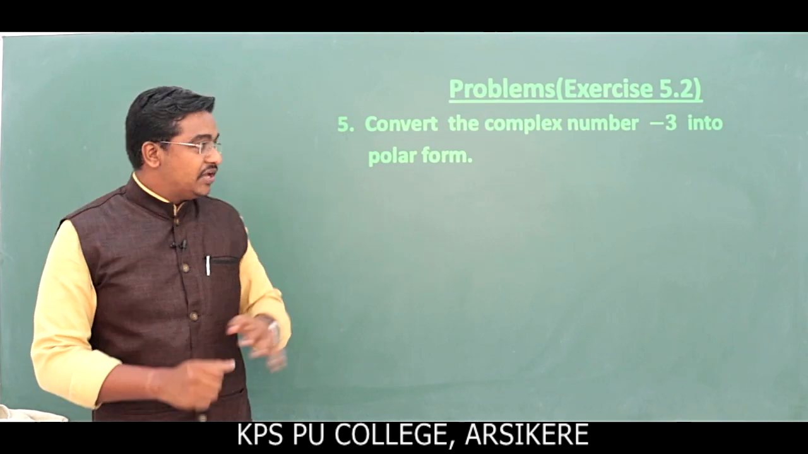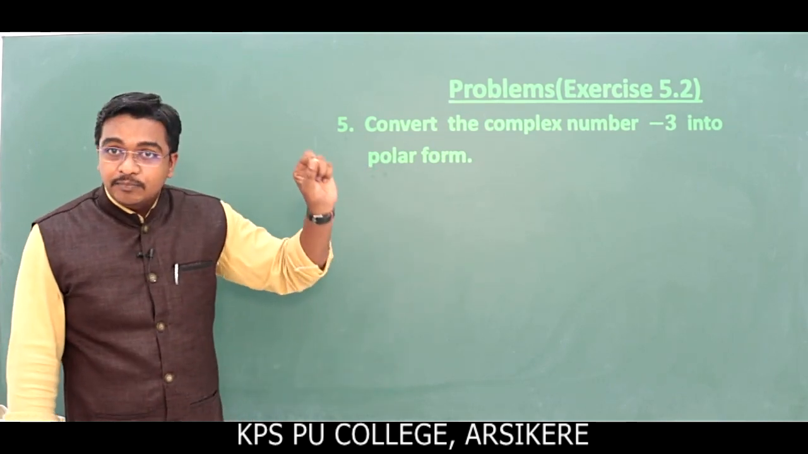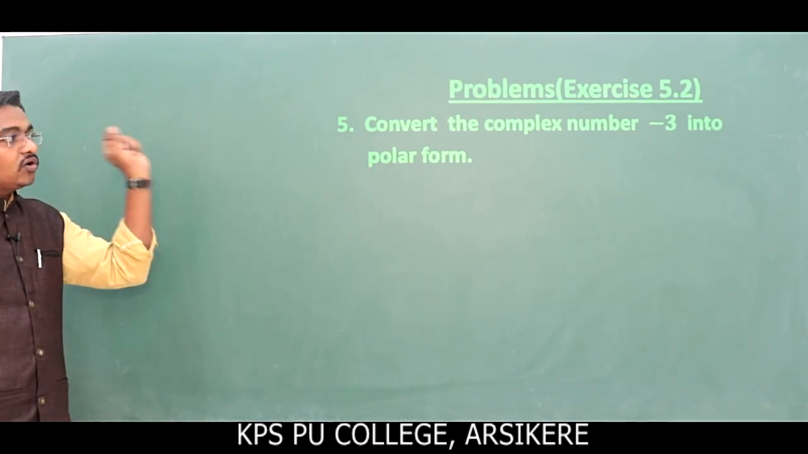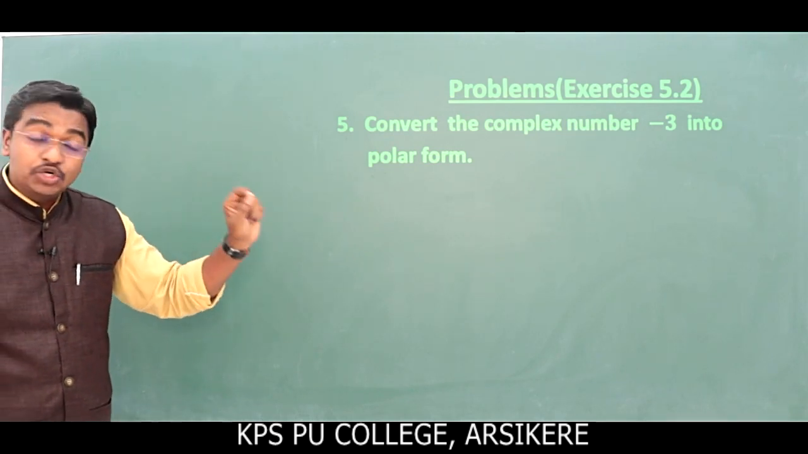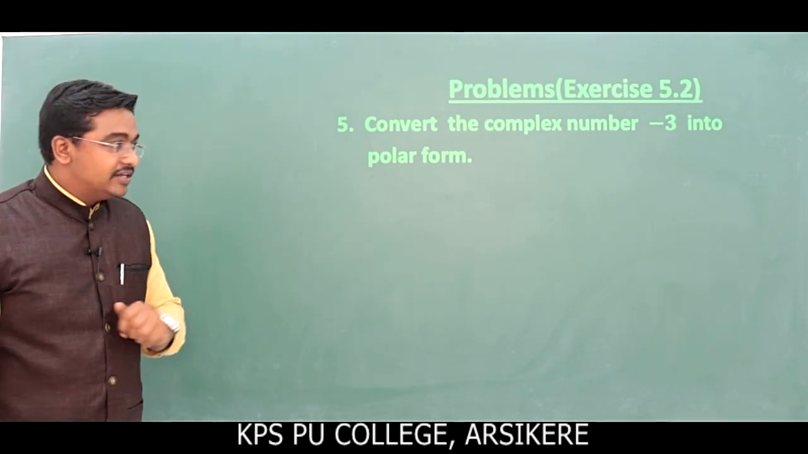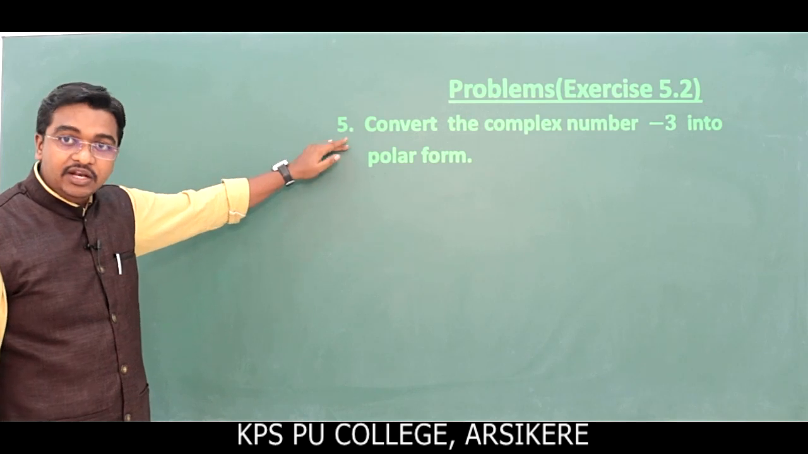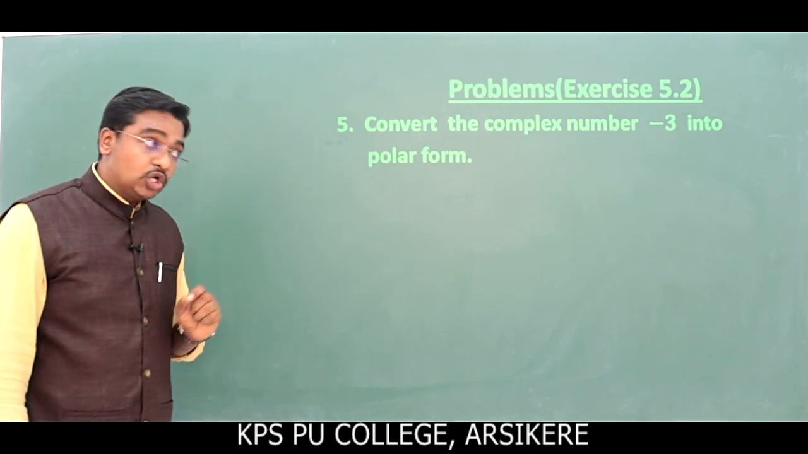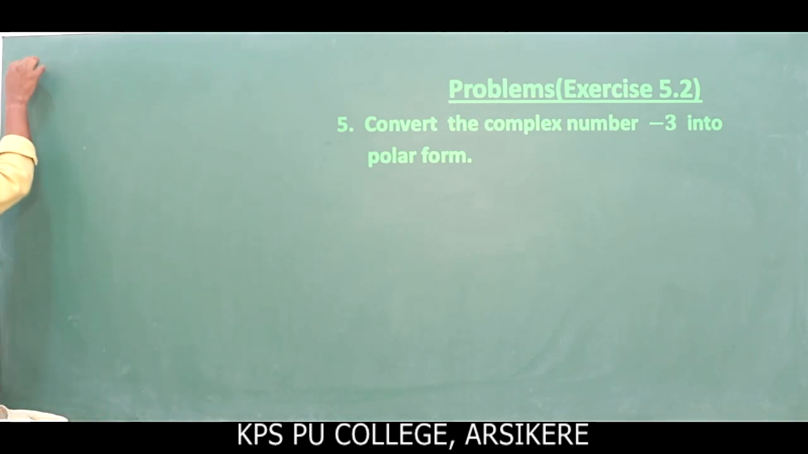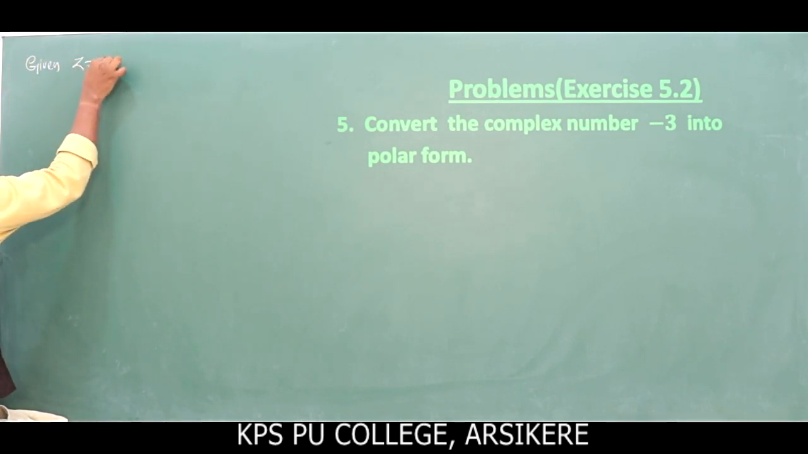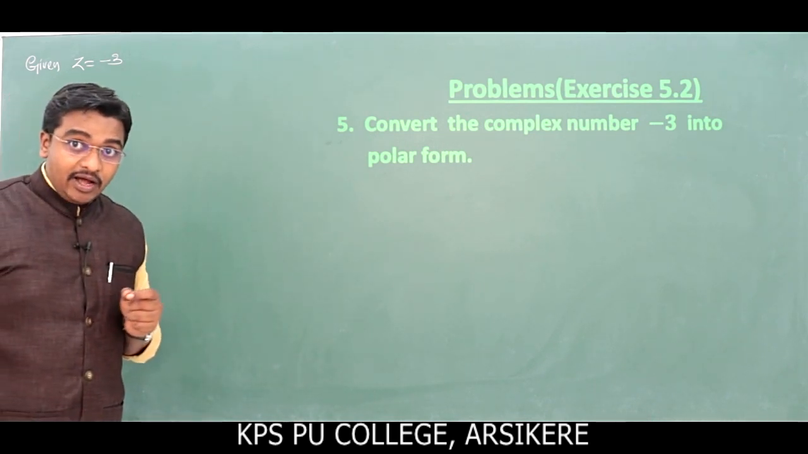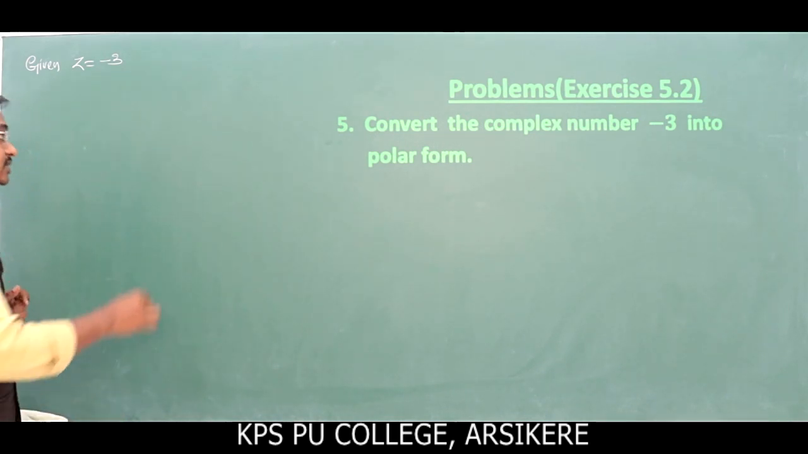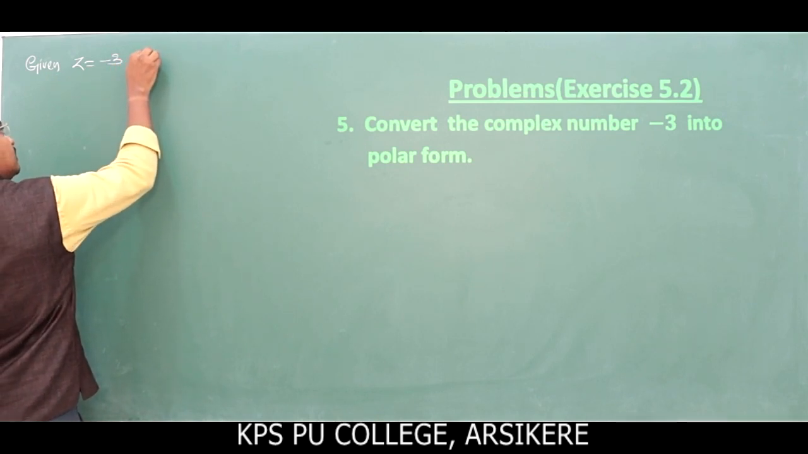Now dear students, we are moving to the third problem in this session. Convert the complex number minus 3 into polar form. So this is question number 5 in exercise 5.2. That is very simple. Write the given complex number as z. Given z is equal to minus 3. Instead of writing minus 3, I will write this as minus 3 plus i times 0.